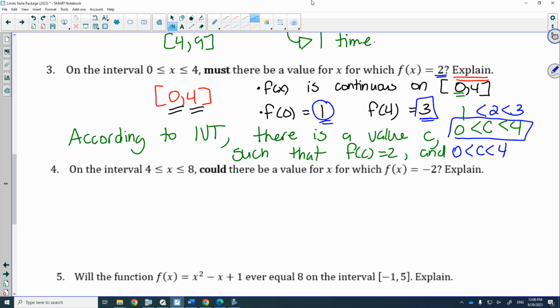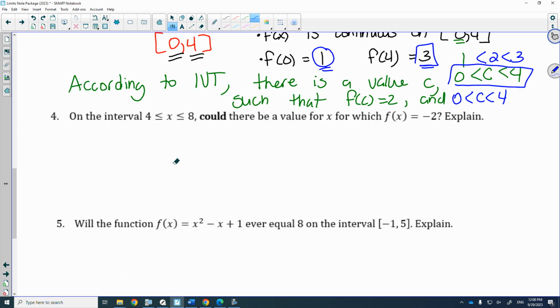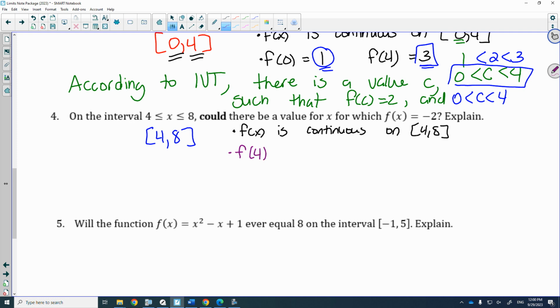Okay, this guy on the interval 4 to 8. Could there be a value for which f of x is negative 2? So let's write that sentence. F of x is continuous on the interval 4 to 8. Then I need to find what f of 4 is, and I need to find what f of 8 is.